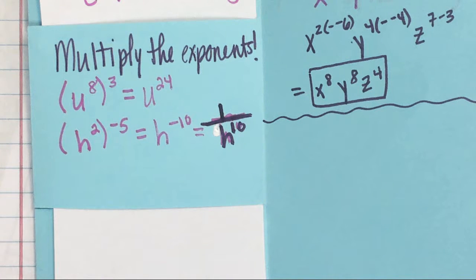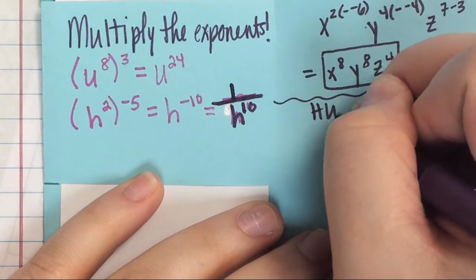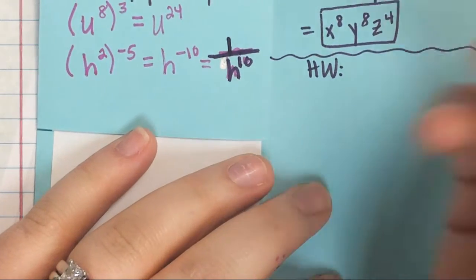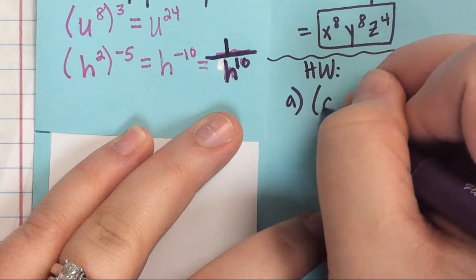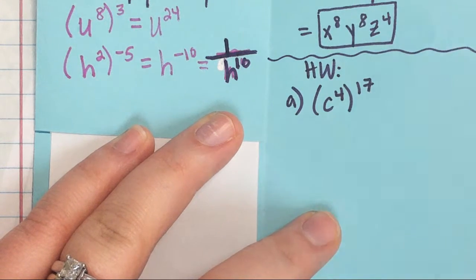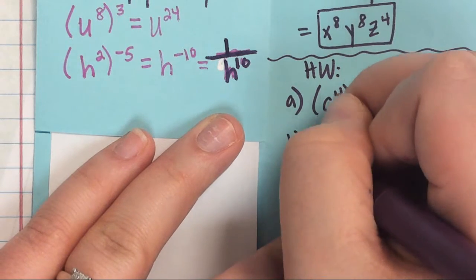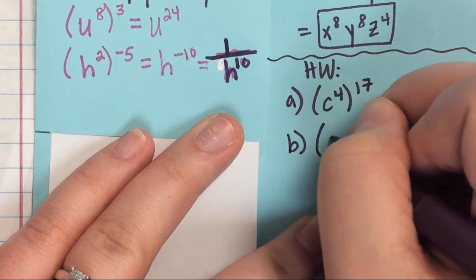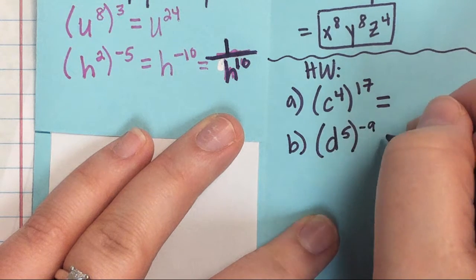Okay, so of course I've got to give you 2 to do for homework, which I know you're going to have done by the time I write them down. So your homework for multiplying a power to a power is A, C to the 4th raised to the 17th, and B, D to the 5th raised to the negative 9.